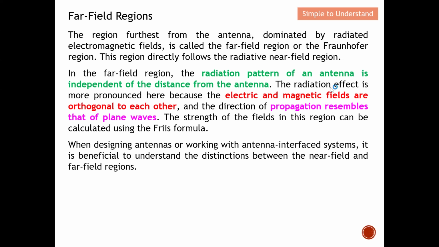The radiation effect is more pronounced here because the electric and magnetic fields are orthogonal to each other, and the direction of propagation resembles that of a plane wave. So basically, the E and H fields are 90 degrees to each other. And if you still remember the right-hand rule, you can determine the direction of propagation. The strength of the field in this region can be calculated using this formula.